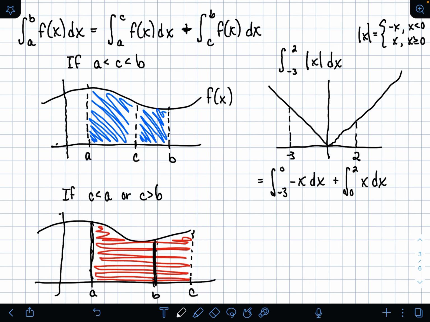What we can do then is integrate from b to c and subtract it back out. So if we integrate from a to c, it's too much. And what we can do then is subtract out the integral from b to c.